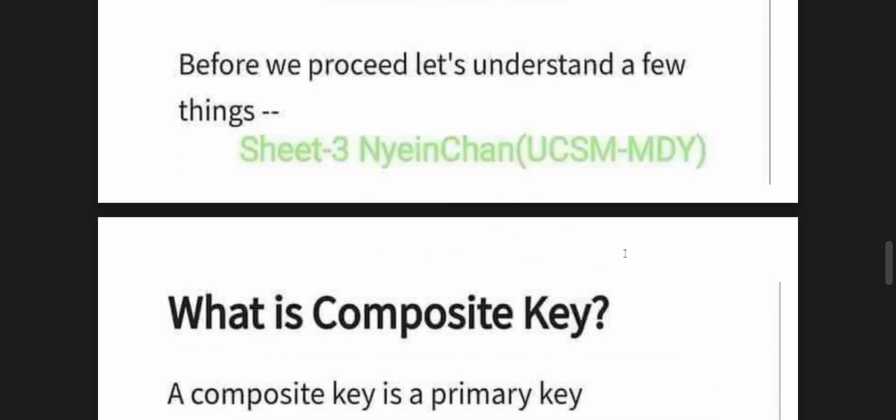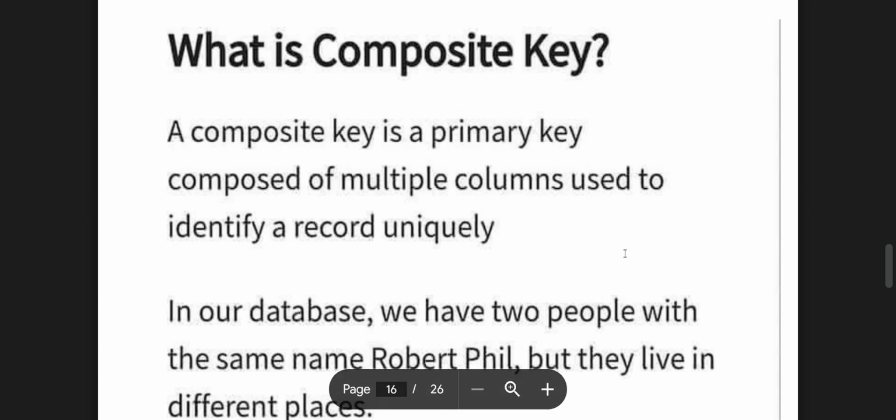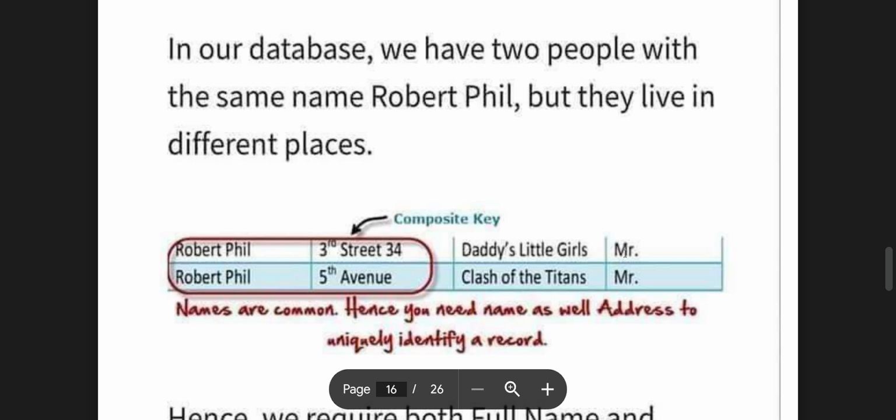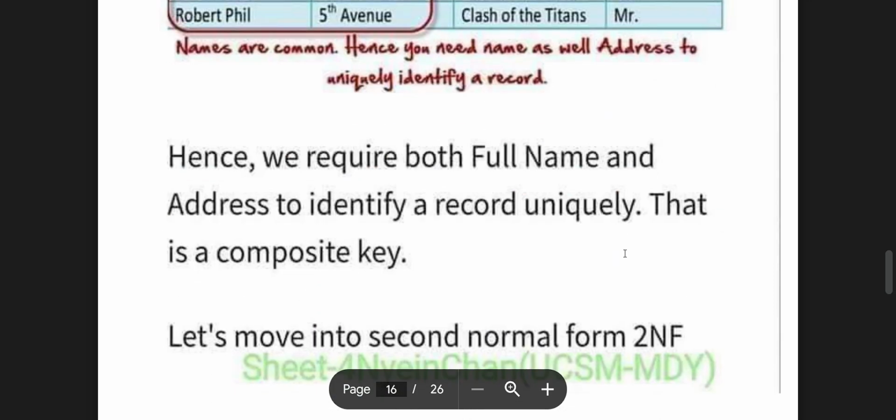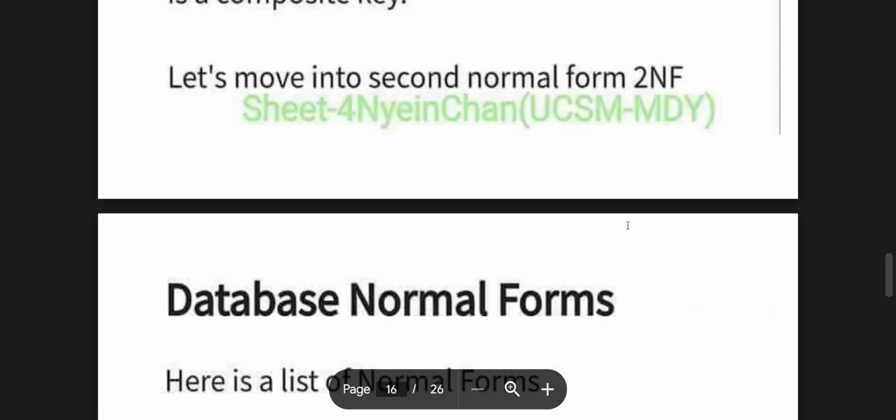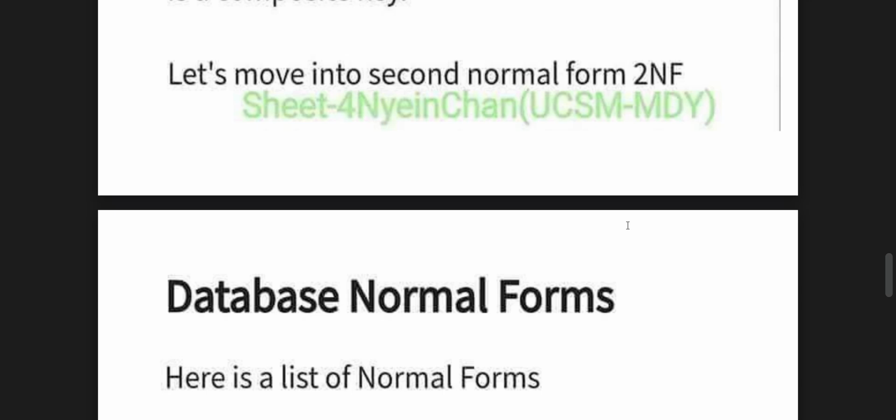Before we proceed, let us understand a few things. What is a composite key? A composite key is a primary key composed of multiple columns used to identify a record uniquely. In our database, we have two people with the same name, Robert Phil, but they live in different places: Robert Phil, 3rd Avenue, Street 34, and Robert Phil, 5th Avenue. Hence, we require both full name and address to identify the record uniquely. That is a composite key. Let's move into the second normal form, 2NF.